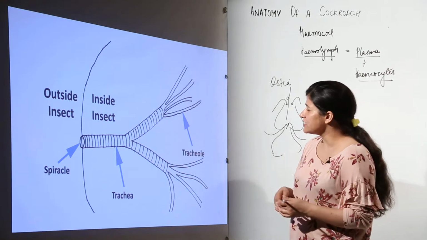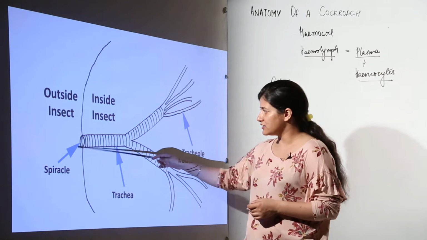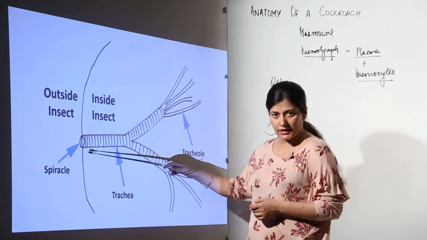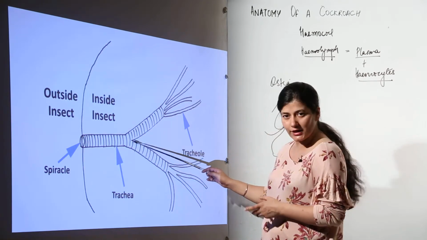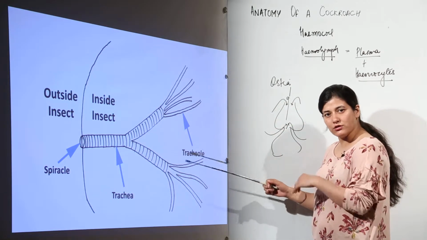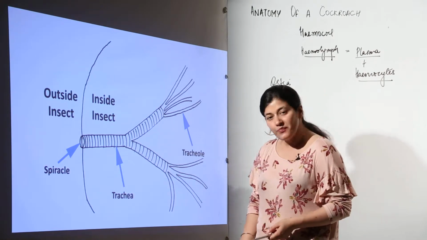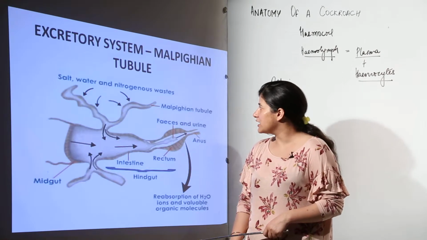Supposedly this is the inside of the insect, this is the spiracle, there is the trachea. So the opening of the spiracle is connected directly to the trachea. The trachea branches into tracheoles, and these tracheoles would be in connection with the hemolymph, where the oxygen supply would be taken up.